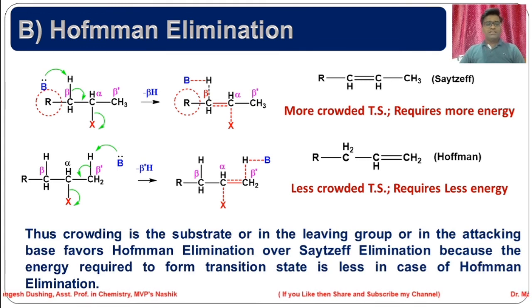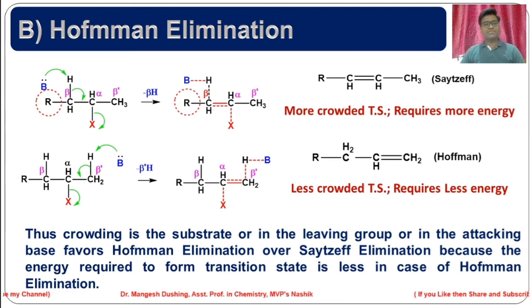Friends, thus crowding in the substrate, in the leaving group, or in the attacking base favors the Hofmann elimination over the Zaitsev elimination, because the energy required to form the transition state is less in the case of Hofmann elimination. So as the crowding in the substrate, the leaving group, or the base increases, the percentage of Hofmann product increases. Thank you friends.